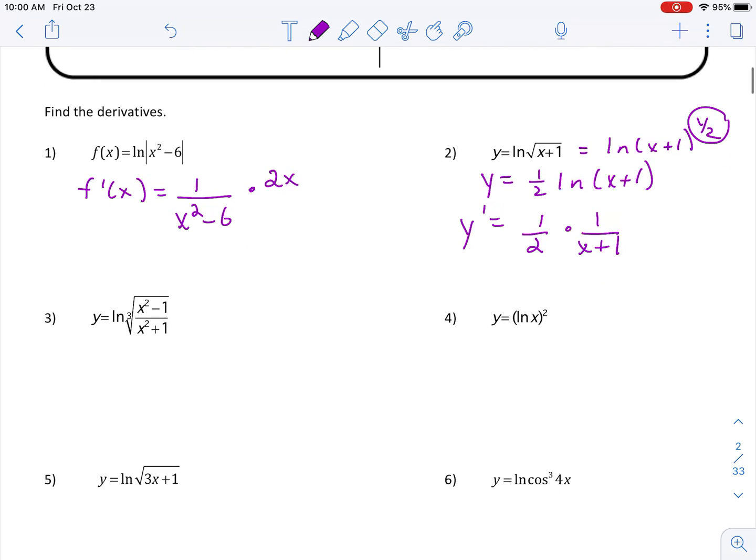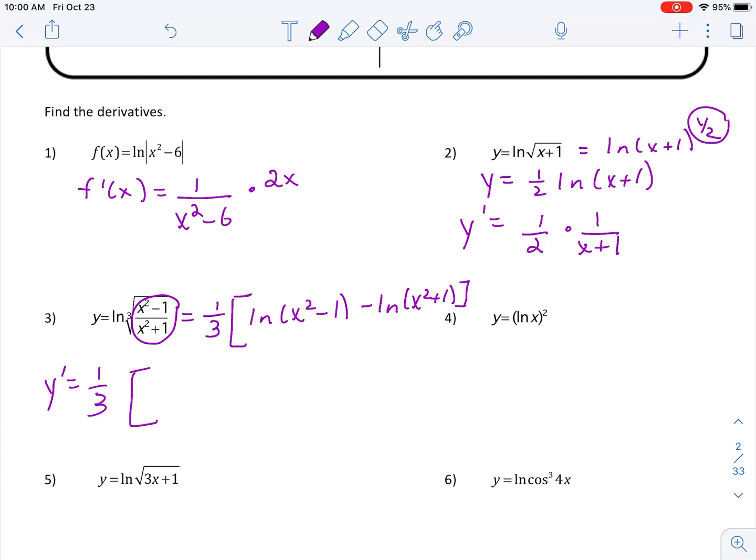So this is one where it's very helpful to rewrite it with properties of logs. Notice the whole thing is raised to the 1/3 power. So like we just did in the previous problem, we can bring down the 1/3. And then when you are dividing, remember it's the same as subtracting the log of the two functions. So I can rewrite it like this. And this is going to make it much easier to take that derivative. So leave the 1/3 in the front. The derivative of this piece is 1 over x squared minus 1, chain rule, minus the derivative of this piece, which is 1 over x squared plus 1, chain rule.